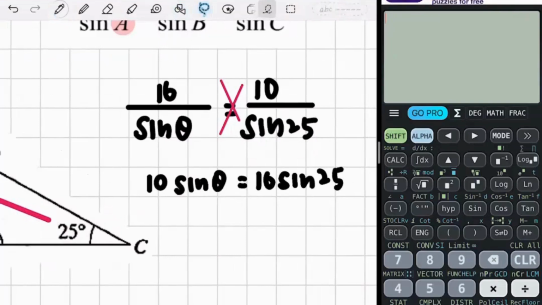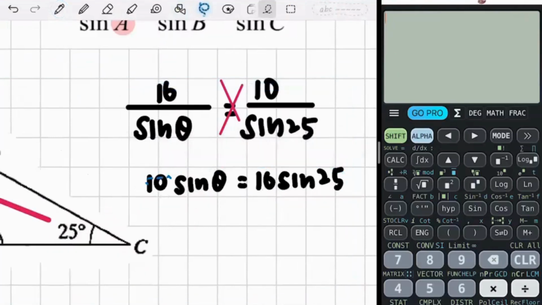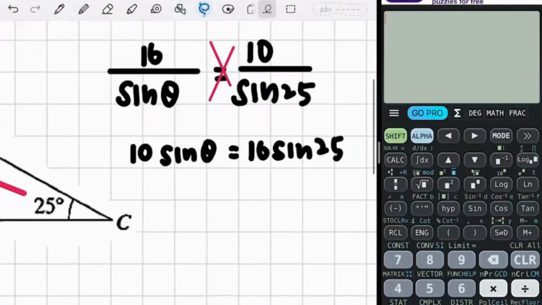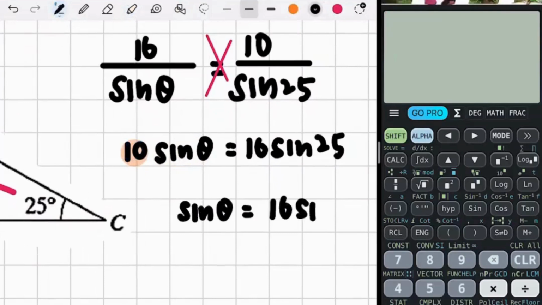One extra step if you want to find the angle, from here, what are we supposed to do? So I'm going to bring this one over. It's a times on the left side, so when I bring over, it becomes a divide. So this part here will be sine theta, which is 16 sine 25, just help me to divide by 10.